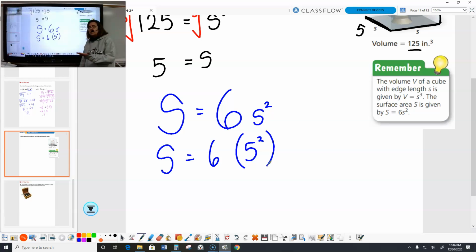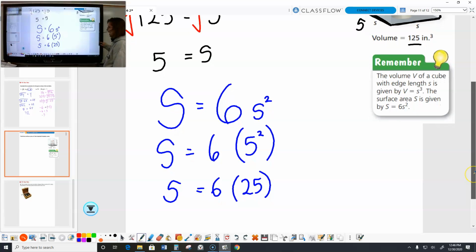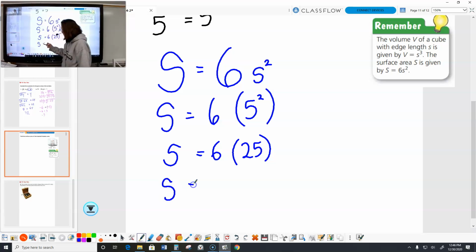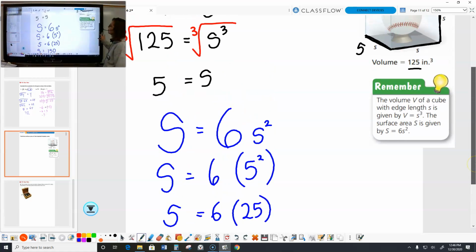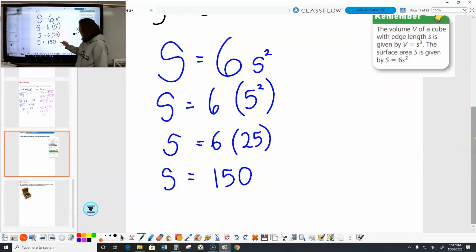All right, what is 5 squared? 5 times 5 is 25. And then I'm going to multiply that by 6, what will we have? 6 times 25 is 150. So our surface area is equal to 150. Now what was this? Inches, centimeters? What was this? It was inches. So now this is surface area, so we're going to say inches squared. Area is always in square inches. Volume is always in cubic.